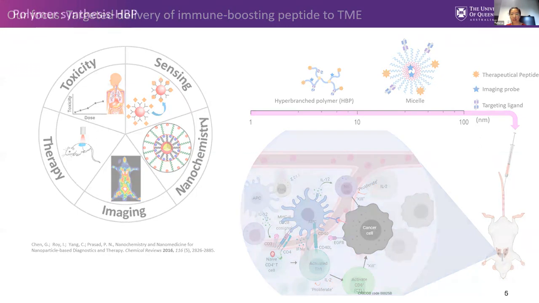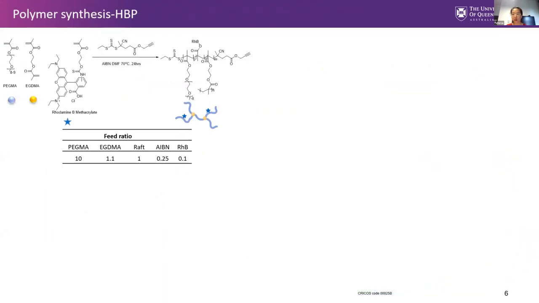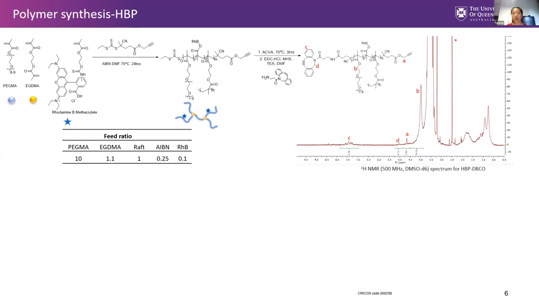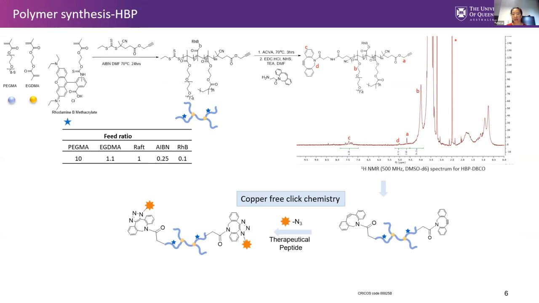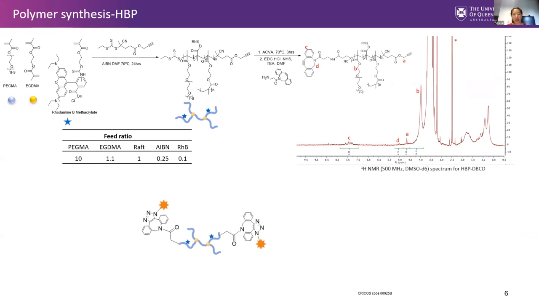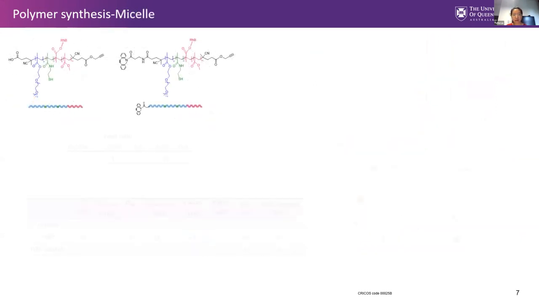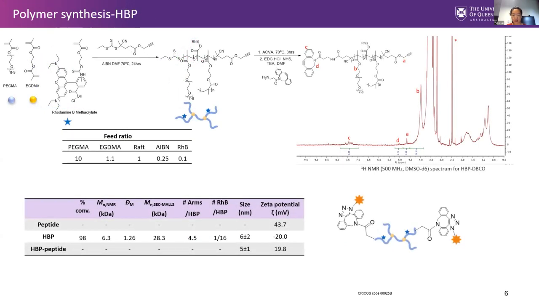So first of all, we have successfully synthesized our hyperbranched polymer with peptide conjugates. The overall design of the hyperbranched polymer is to use RAFT polymerization technique to produce a hyperbranched polymer first, and then this polymer will be further modified to afford a DBCO end group. And then our therapeutic peptide will be covalently conjugated on our hyperbranched polymer via strain-promoted alkyne-azide cycloaddition chemistry. So at the end, we successfully synthesized this hyperbranched polymer peptide conjugate, whose size is about 5 to 6 nanometers.